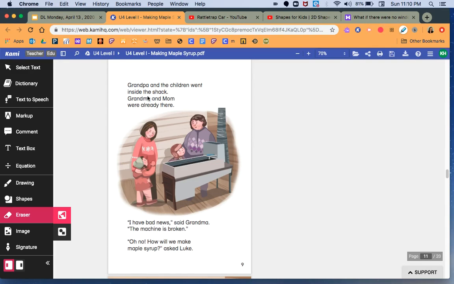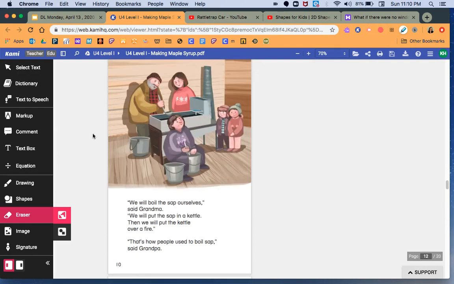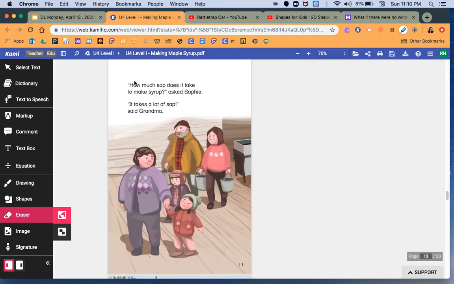Grandpa and the children went inside the shack. Grandma and Mom were already there. "I have bad news," said Grandma. "The machine is broken." "Oh no! How will we make maple syrup?" asked Luke. "We will boil the sap ourselves," said Grandma. "We will put the sap in a kettle. Then we will put the kettle over the fire. That's how people used to boil sap," said Grandpa. "How much sap does it take to make syrup?" asked Sophie. "It takes a lot of sap," said Grandma.